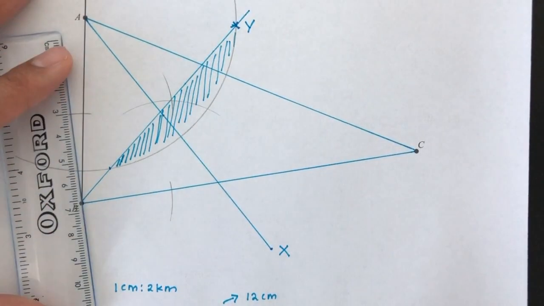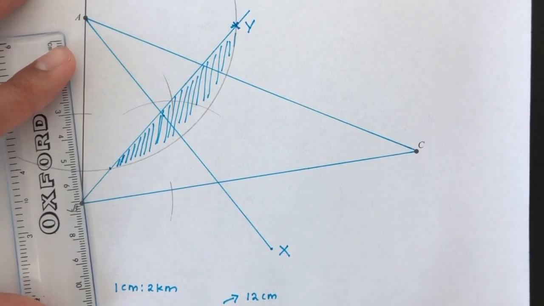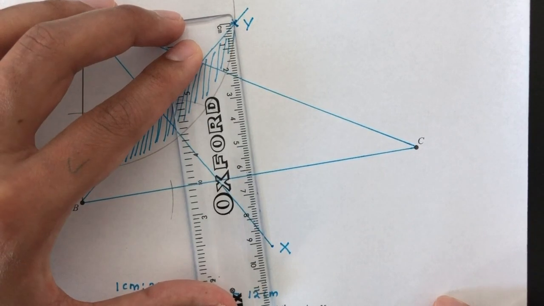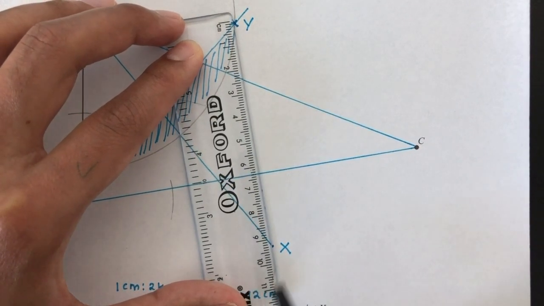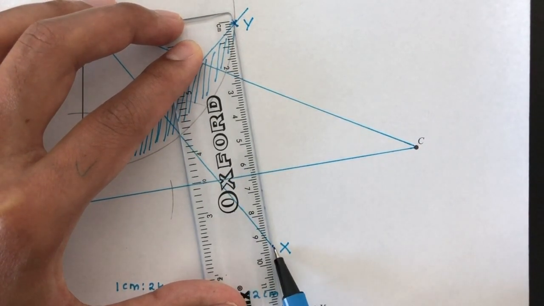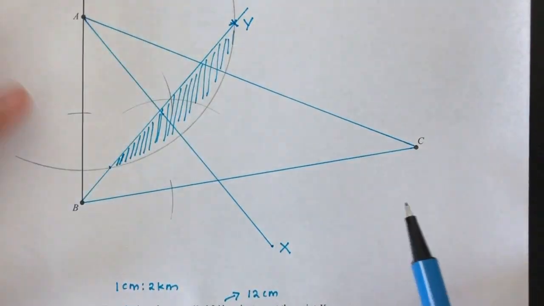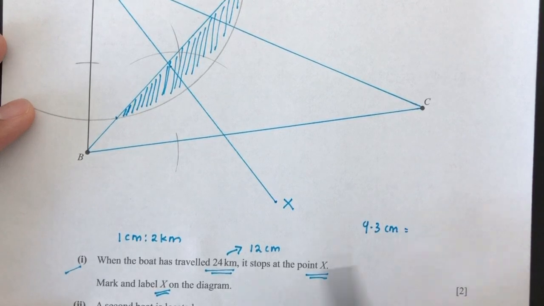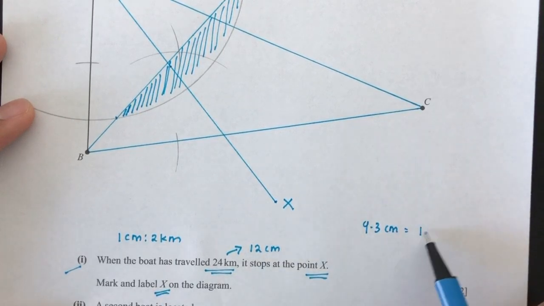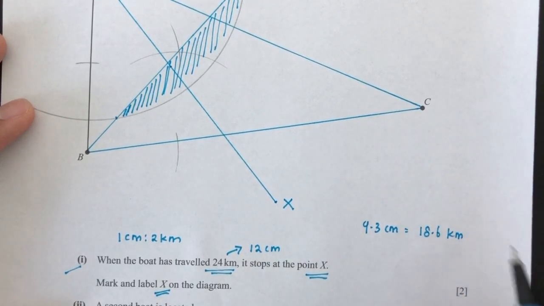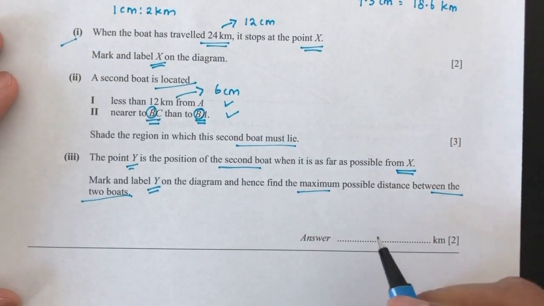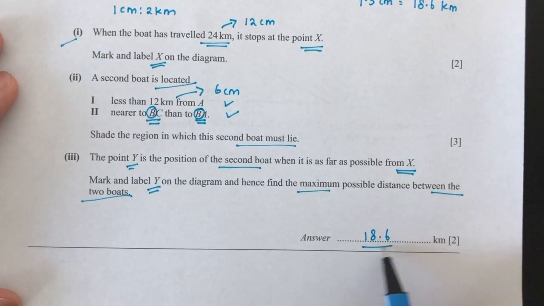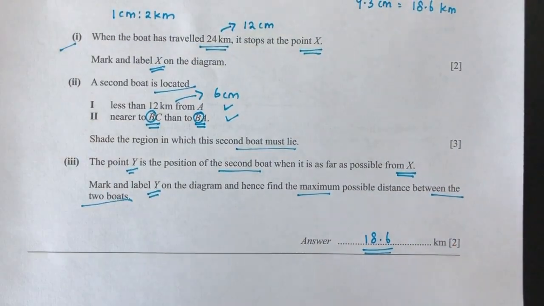So now we have to find the maximum possible distance. So measure this one. According to the map, the distance is 9.3. So we have to use this scale. So 9.3 centimeters is actually times 2. That will be 18.6 km. So the maximum possible distance will be 18.6 km for this one. And that is question number 8.